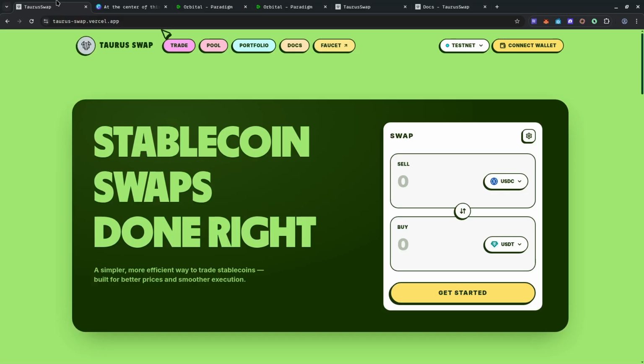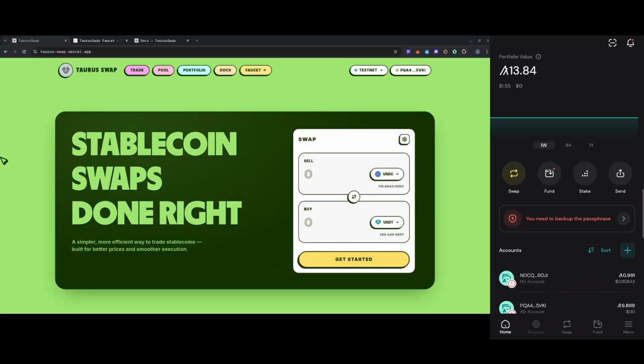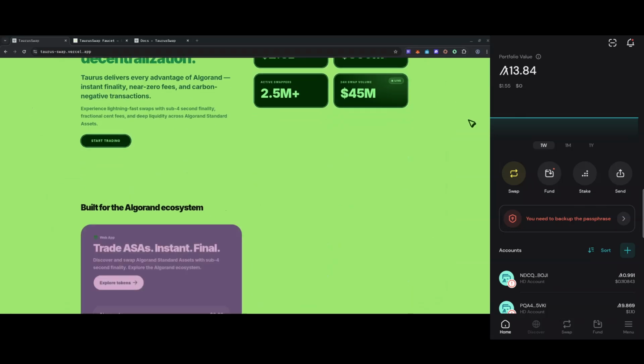So I present to you Taurus Swap. Hey everyone, this is the landing page of Taurus Swap.